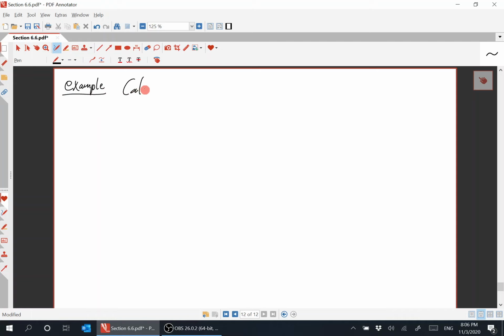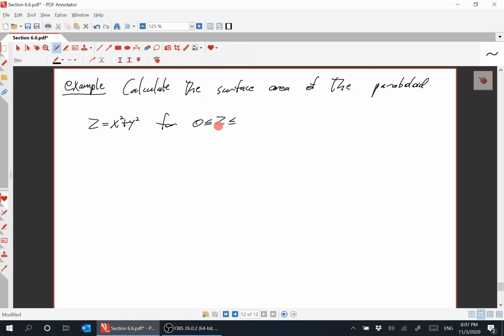So calculate the surface area of the paraboloid z equal to x squared plus y squared for 0 less than or equal to z less than or equal to 1. Right? So we've got the paraboloid from z equals 0 to 1. Alright, so it's this paraboloid shape.